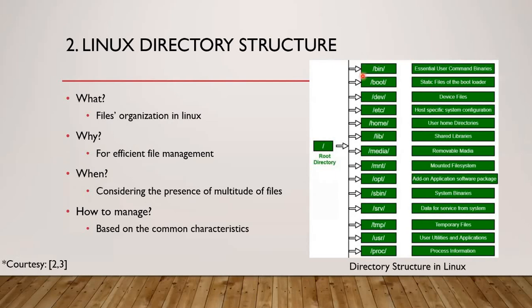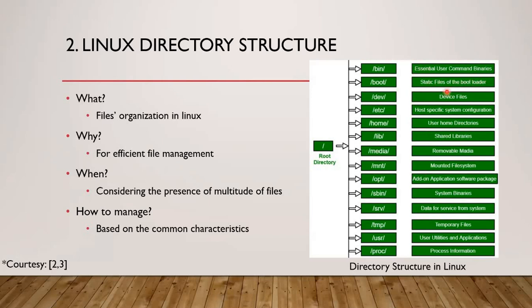So here it's a common tree form, and these are different directories, and in each directory you can see common files having common attributes stored. Like in bin, essential common command binaries, and these binaries are executables, which might be of particular use. We'll discuss all these things in detail further.